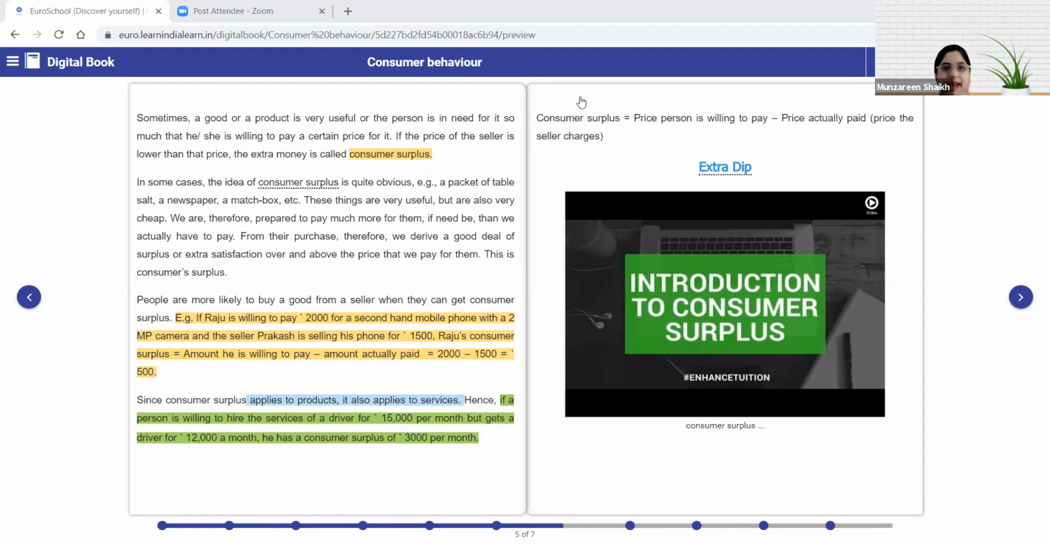For example, let me take the example of Tina. How much money was she willing to pay for Rangoli? 8. How much did she end up paying? 5. And what consumer surplus did she get? 3. Okay. Sita, consumer surplus? 2.